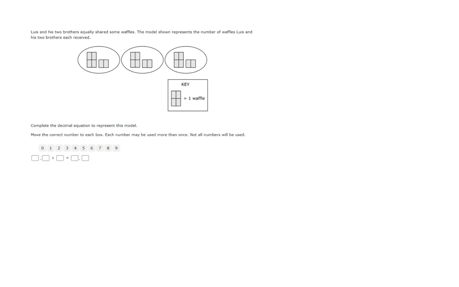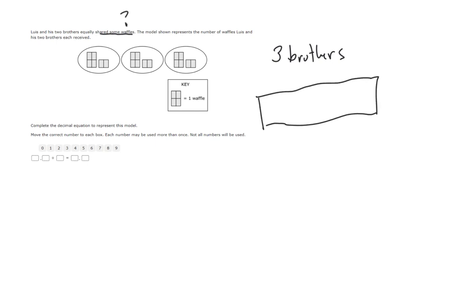So we don't know the amount of waffles. Okay, let's go here. Some waffles. We don't know the amount of waffles. The model shown represents the number of waffles Luis and his two brothers each received. So we know there's 3 brothers. And there's an amount of waffles. And it's divided into 3 pieces. We don't know what each one of them are. We don't know what the whole is. We don't know. But we know now.